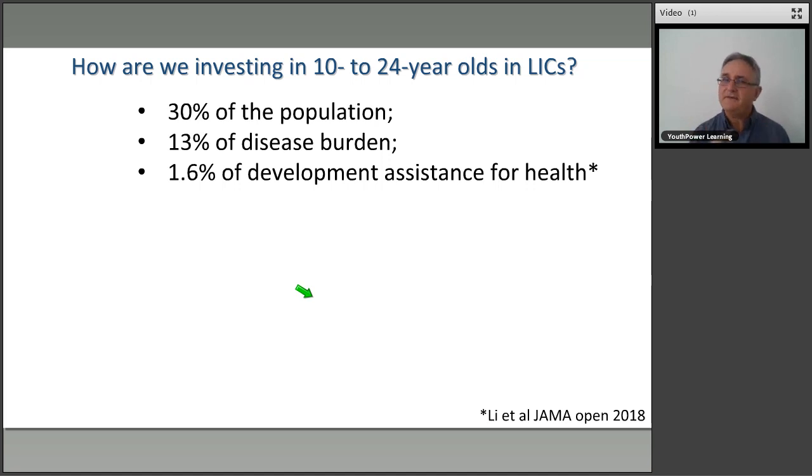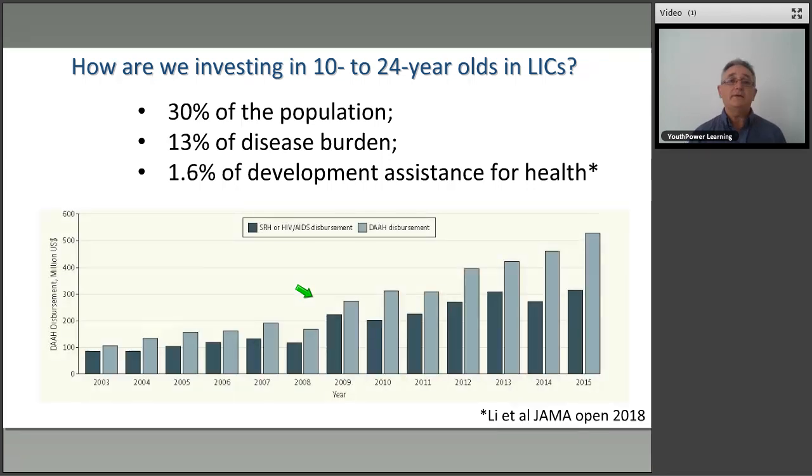But it's more significant in terms of health because many determinants of health arise during the adolescent years. The amount of developmental assistance for health compared to other age groups, so the proportion of other age groups is 1.6%. So whichever way you look at it, adolescents are not getting their share of development assistance for health. That's data looking back to 2003.